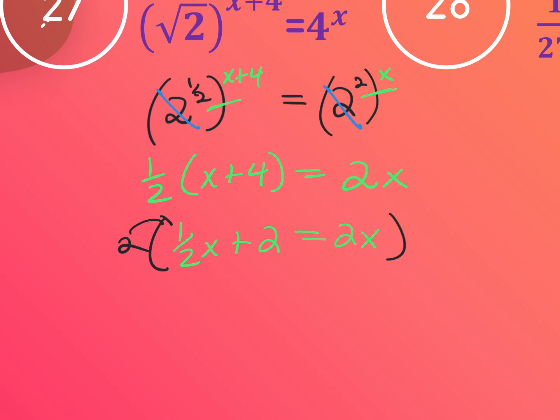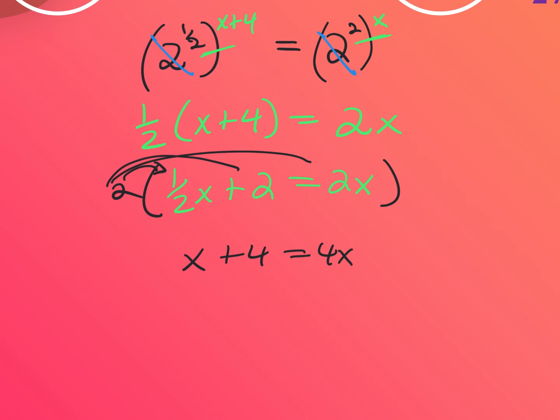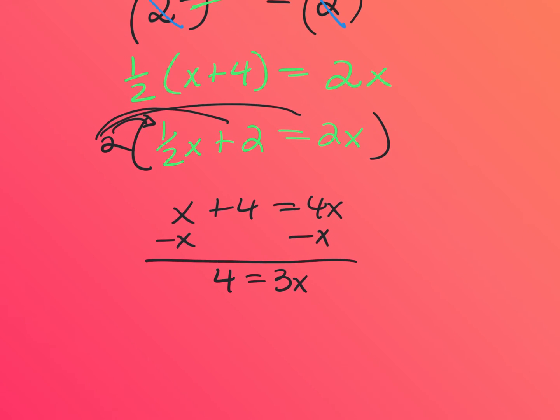So when I distribute it here, this just becomes an x. When I distribute it here, it becomes a 4. And when I distribute it here, it becomes a 4x. I'm going to get my like terms together. 4 equals 3x. Divide by 3, and x equals 4 over 3.